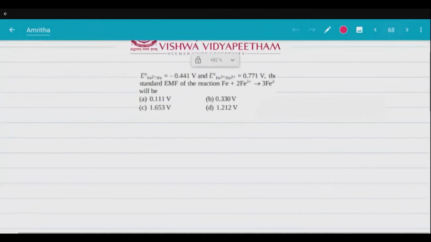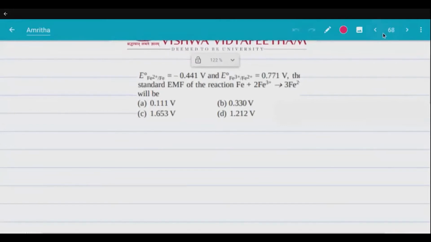See this one. Now, a very interesting question here. E naught values are given: iron plus 2 to iron is minus 0.441, and plus 3 to plus 2 is given. What is the standard EMF for this reaction? How do we find this? What is happening in this reaction? Fe plus 2 and Fe plus 3 gives 3 Fe plus 2. We need the standard EMF for this reaction.